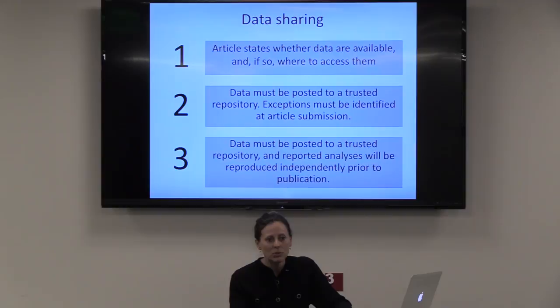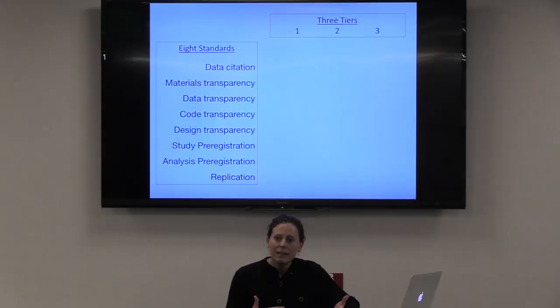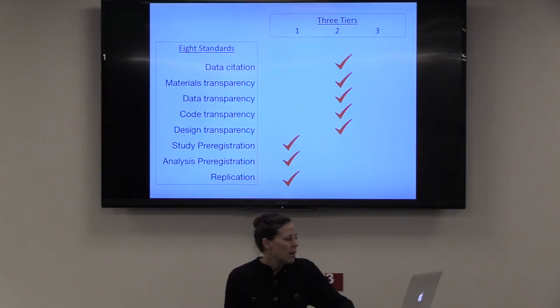But the journals can choose a configuration of these dimensions and tiers that makes sense for their audience, for their discipline, for the type of research that they publish. So for example, Science has chosen this approach.